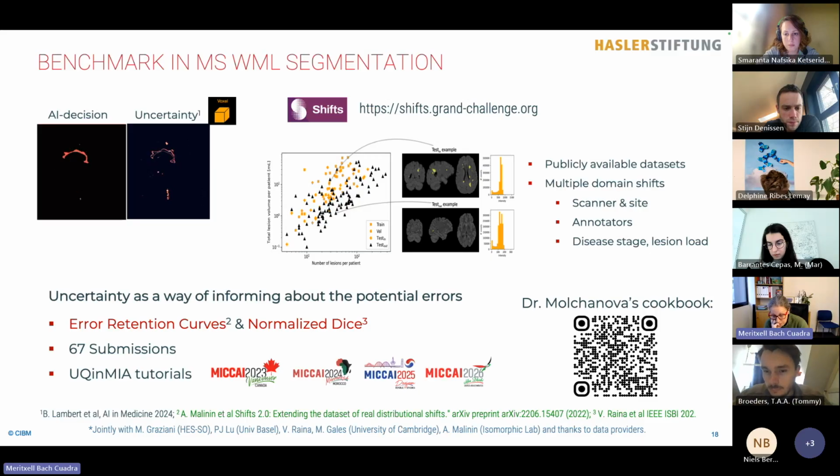A lot of people are interested, and if you are interested, we have another tutorial in 2026. Here in this QR code is the link to the cookbook that Natalia created, where you can really test these tools, compute the measures, and take the materials from the tutorials.